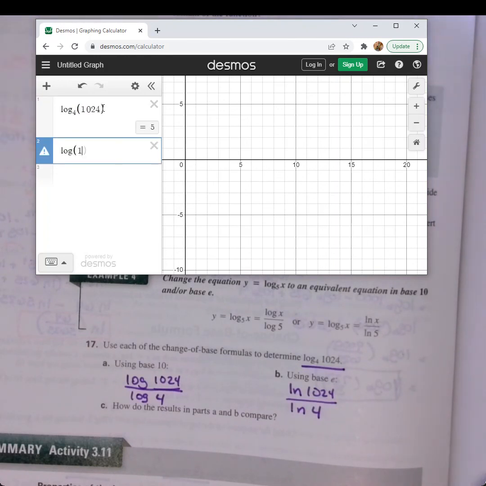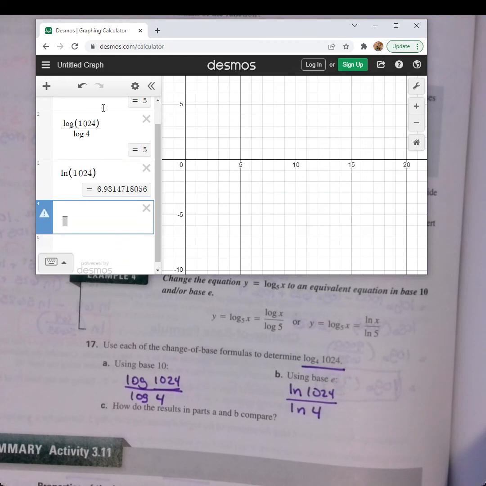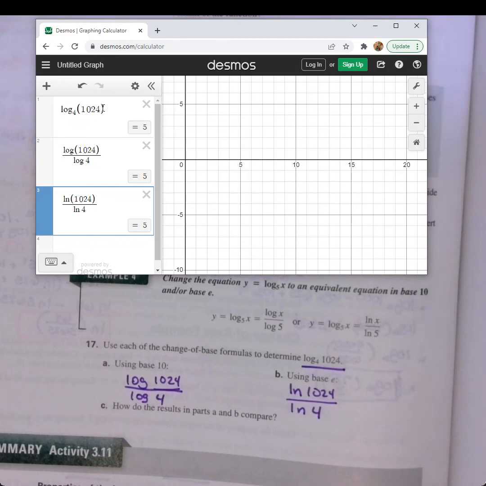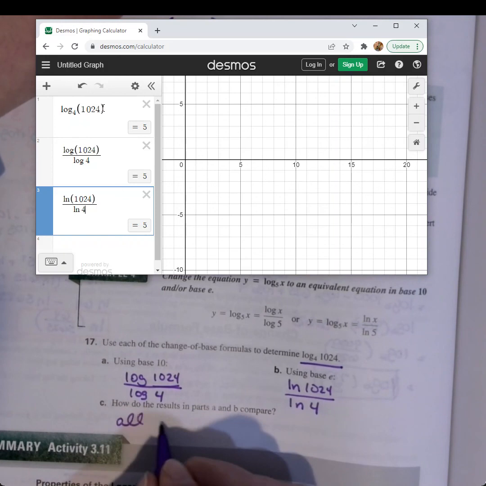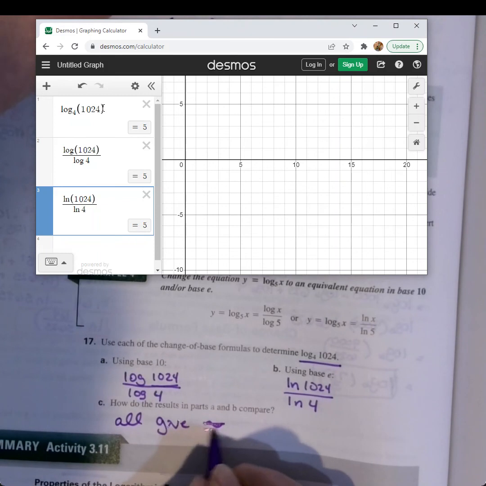And if I do the log of 1024, that's not 5. But then when I divide it by the log of 4, I get 5. And if I do the natural log of 1024, that's not 5. But when I divide it by the natural log of 4, it's 5. So they're all the same. All give, not approximately, equal to 5. All give 5.